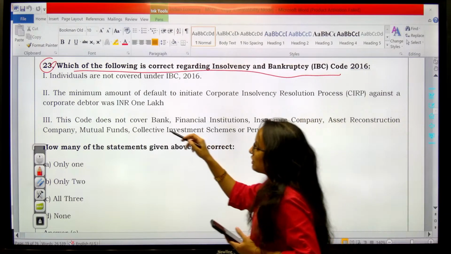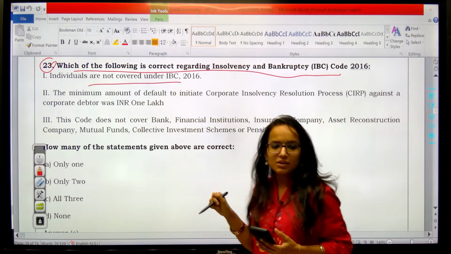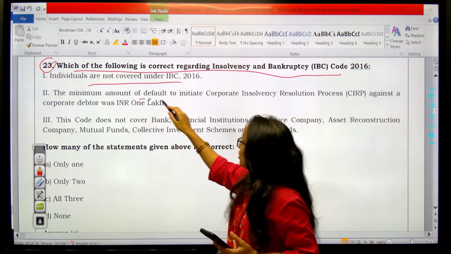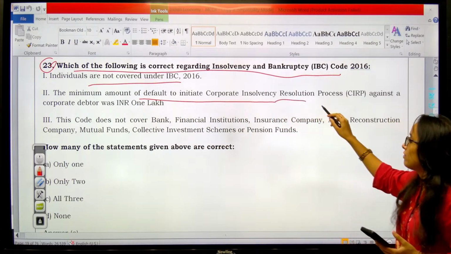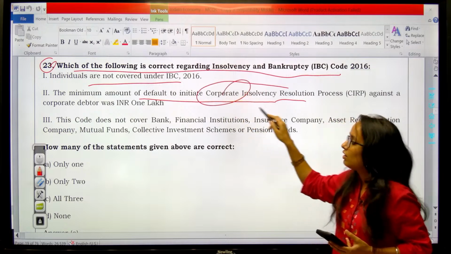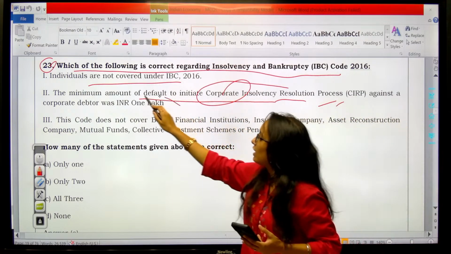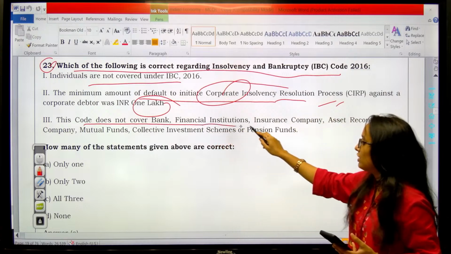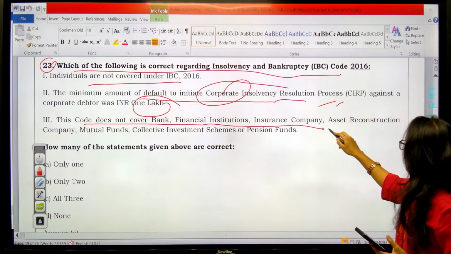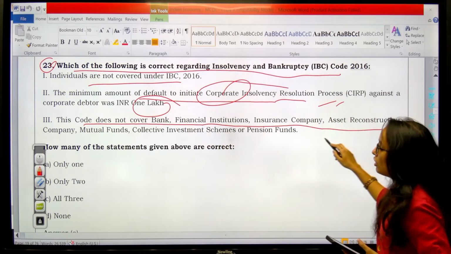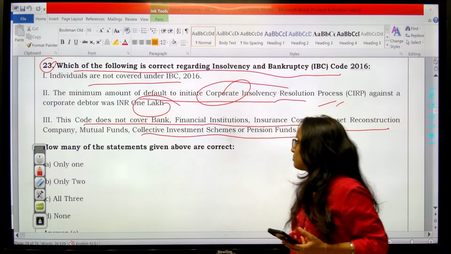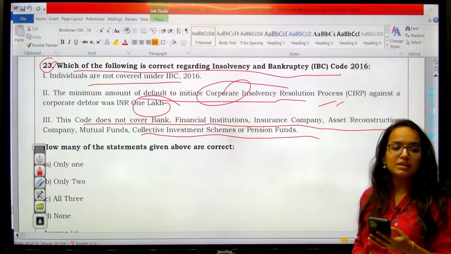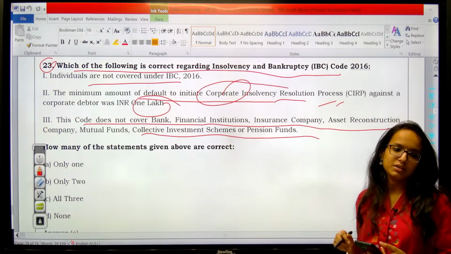First, individuals are not covered under IBC. You must have read IBC, okay? Second, the minimum amount of default to initiate corporate insolvency resolution is rupees 1 lakh. Next, this code does not cover banks, financial institutions, insurance companies, asset reconstruction companies, mutual funds, collective investment schemes or pension funds. Which of them are correct?